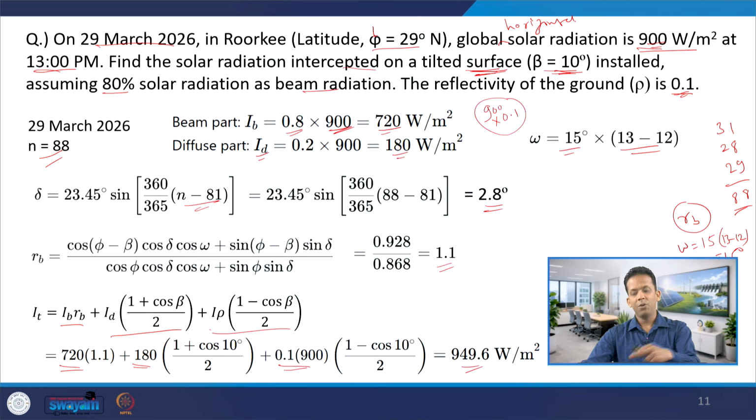the effect of tilt angle, which is accounted for by RB, RD and RR as a portion which is multiplied by each type of radiation. So, this is how you can calculate the total solar radiation for a given place, for a given date and time, if we know either one of the types of radiation, either total radiation or beam or diffuse.